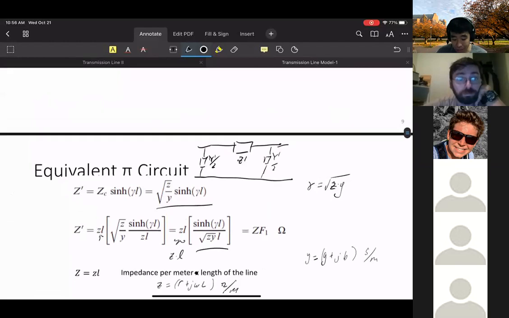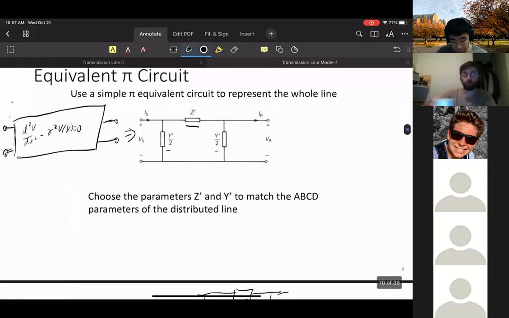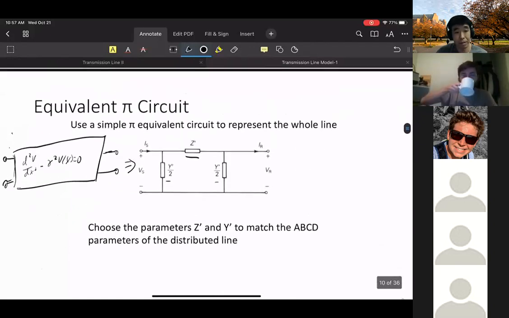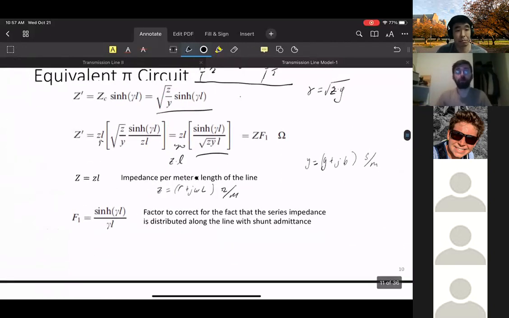So basically we'll solve the circuit two ways. We'll solve the circuit pretending it's this model. We'll solve the circuit by solving the actual differential equation. We'll match the parameters until we get the same answer from both sides. And when you match the parameters this way, this F1 correction term pops out of it. There's a correction term that comes out of it.